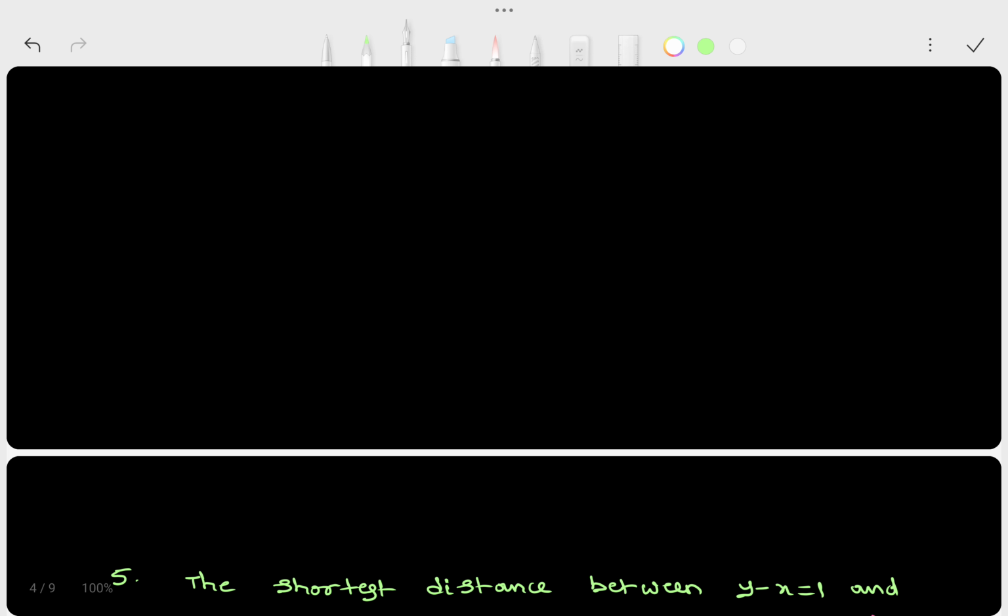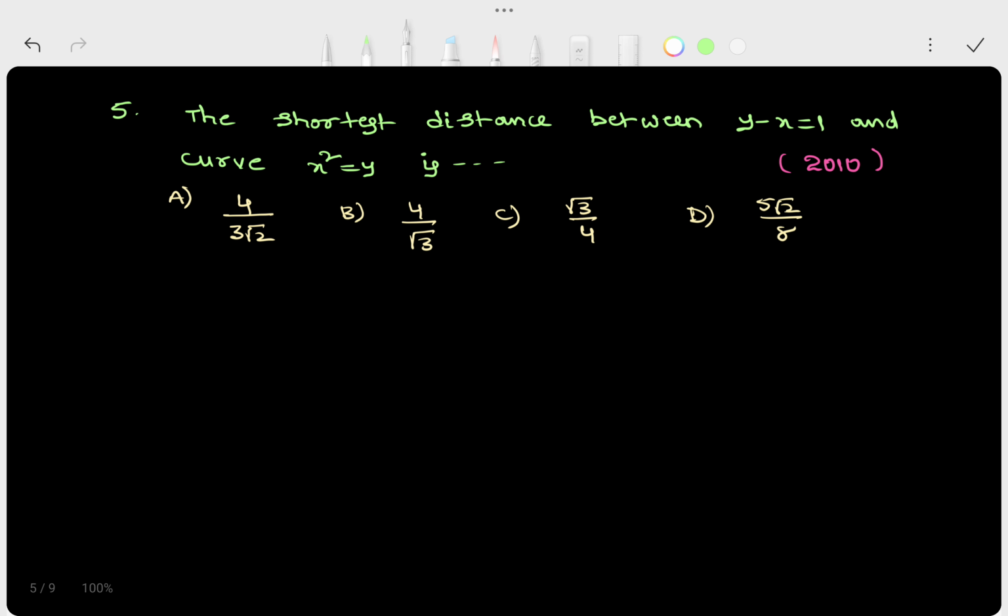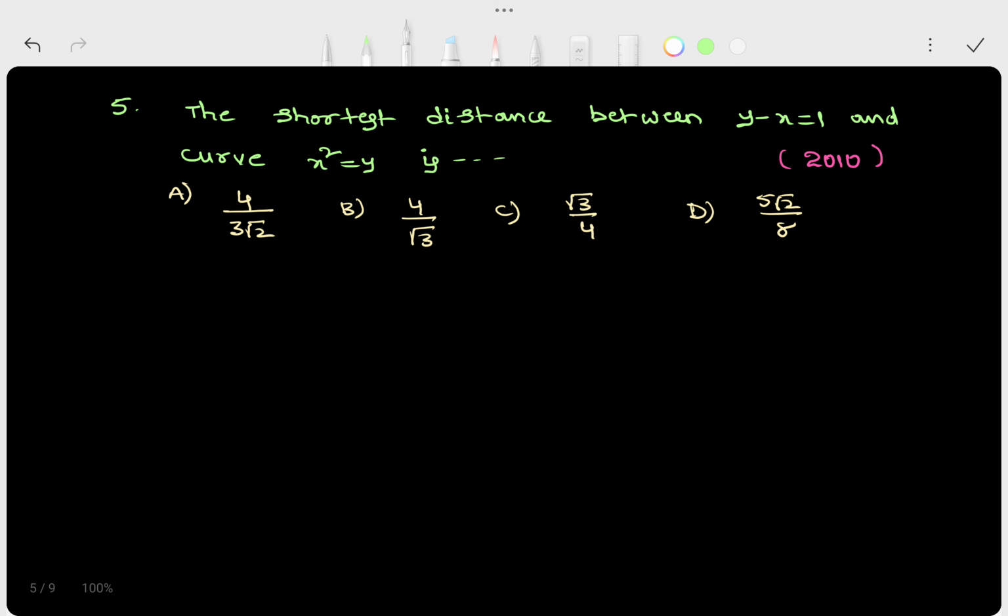Right. One more question in the same model. See here, the shortest distance between the line y minus x is equal to 1 and the curve x square is equal to y. You see, what is the difference? In the previous question x is equal to y square; here x square is equal to y. X square is equal to y means this is also a parabola, but it opens upward. So the equation of that parabola is x square is equal to y.